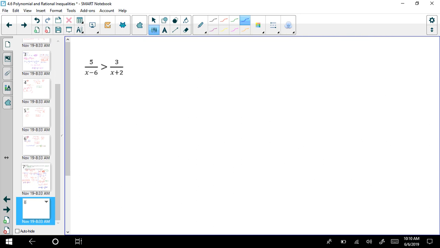Grand finale. All right, let's first find the undefined values. So I have two denominators that I'm going to work with. So I get 6 and negative 2. So I'll have to keep my eyes out for those two things.